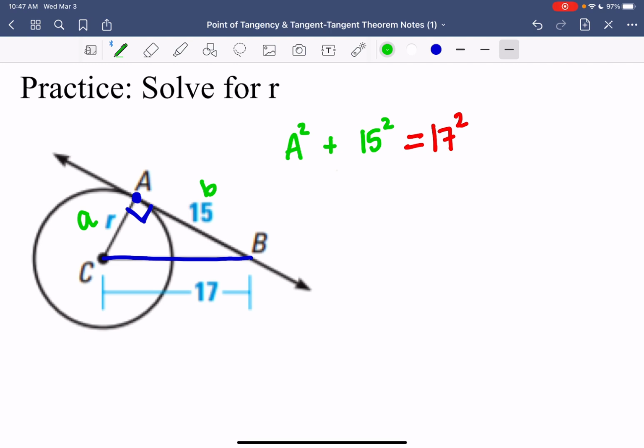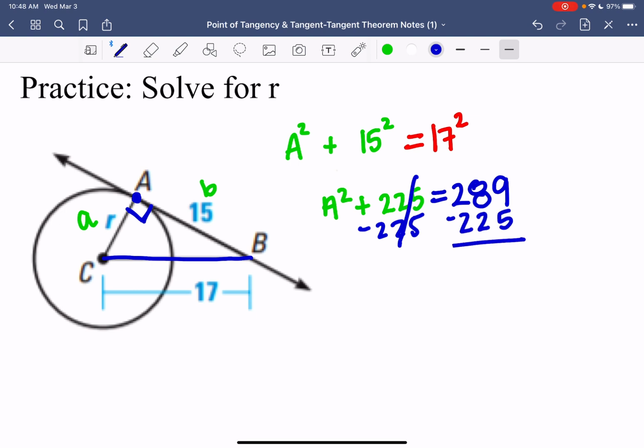I'm going to calculate 15 squared and 17 squared, and start solving for A. I need to isolate my A. That is my goal. So 15 squared is 225. 17 squared is 289. And in order to isolate our variable, our A, I need to subtract this 225. So that cancels, and so this side balances. And you might hear me typing on my calculator in the background. That's all that is. A squared is equal to 64.